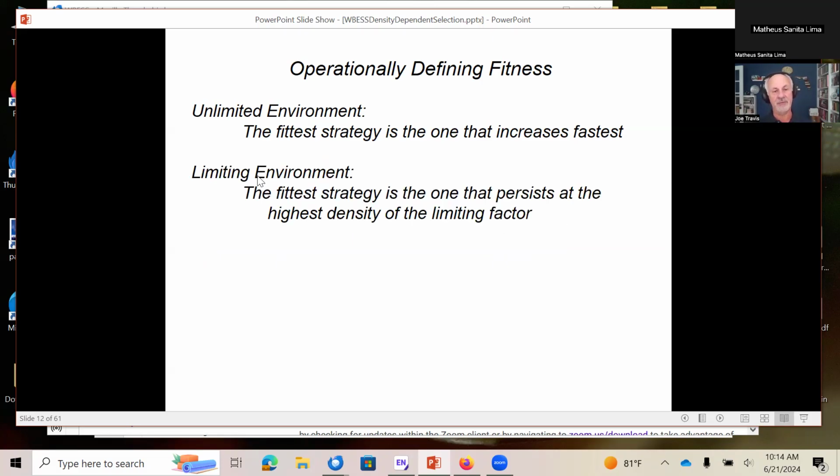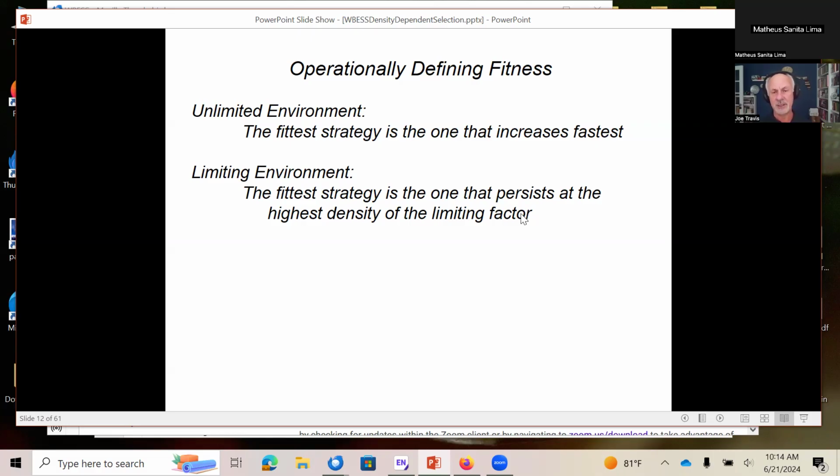In a limiting environment where the population is regulated, that is to say, increases tend to follow decreases, decreases tend to follow increases, and there is a steady state distribution of population sizes, the fittest strategy is the one that persists at the highest density of the limiting factor. Now, that doesn't sound quite like what you may have expected me to say. The fittest strategy is the one with the highest carrying capacity.